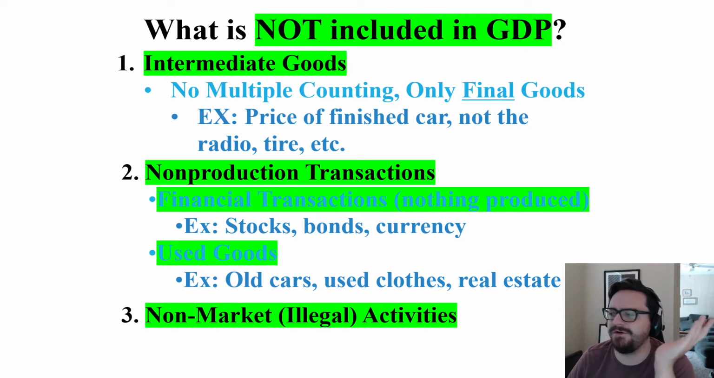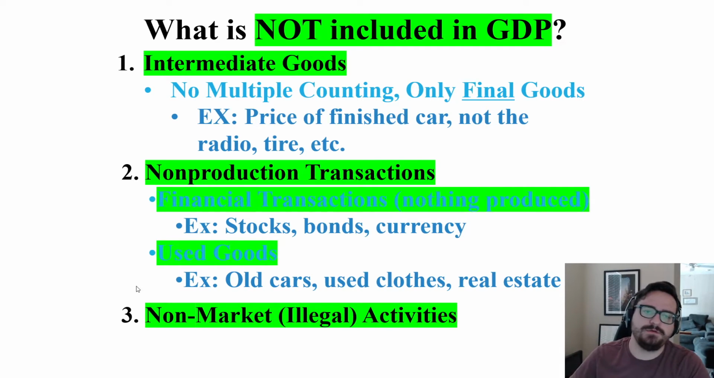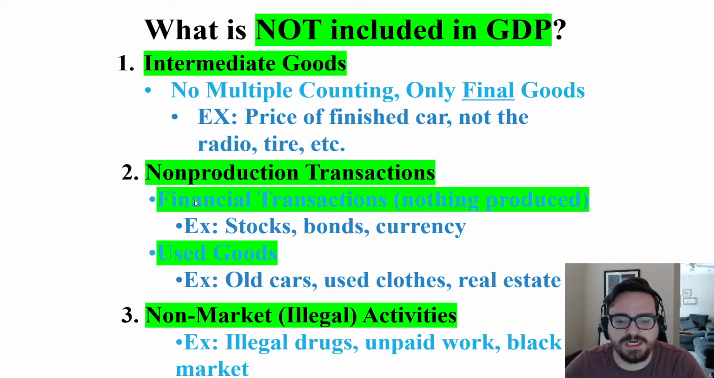The third thing that doesn't count is illegal activity. Anything that's off market, off the books. So drugs, unpaid labor, black market stuff, all of those don't actually count for our GDP because it's not legal. Now, that does open up some interesting comparison points with other countries, because some countries have things that are legal that are not legal here. Prostitution is legal in some countries in the world. So that service actually does get accounted for in that country's GDP, whereas here, since it's illegal, we don't count it.